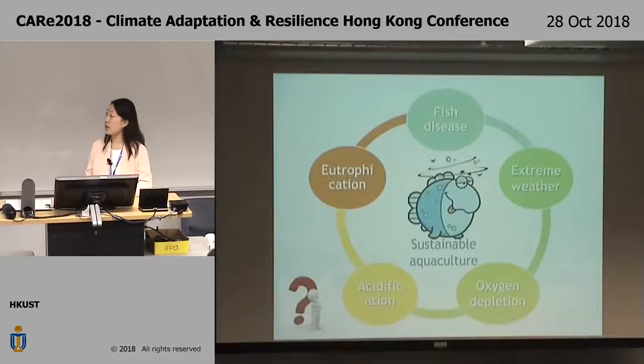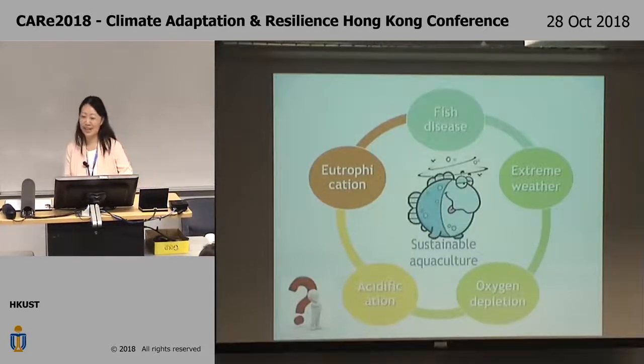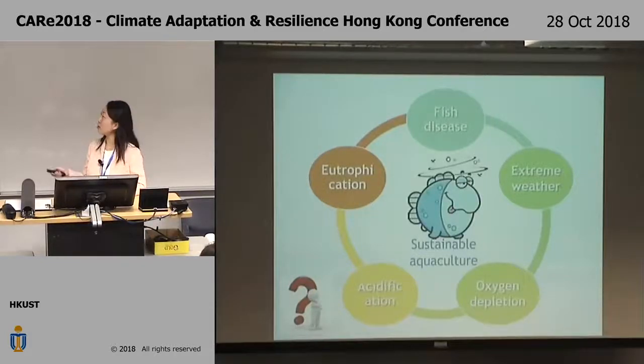So our role is to promote sustainable aquaculture development in Hong Kong. But then, is that an easy task? I think the answer is very simple. As Professor Dai mentioned, we are facing a lot of environmental challenges: extreme weather, oxygen depletion, eutrophication, ocean acidification, as well as fish disease. All of this will hinder the development of sustainable aquaculture.